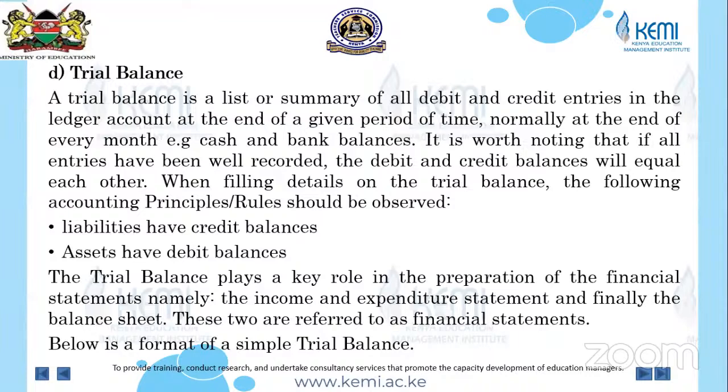So when we are talking about the trial balance, most importantly, it is prepared monthly, and the entries of the trial balance must balance. When we are filling this document, the liabilities must have credit balances while the assets must have debit balances. And at the end of it all, this is the document that leads us to deriving the balance sheet. That is why we are saying they are referred to as financial statements.